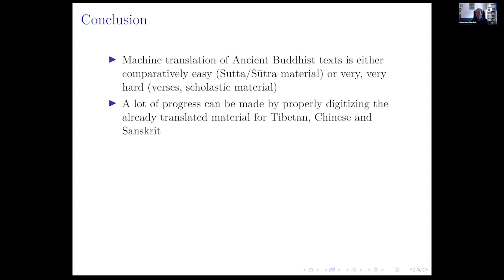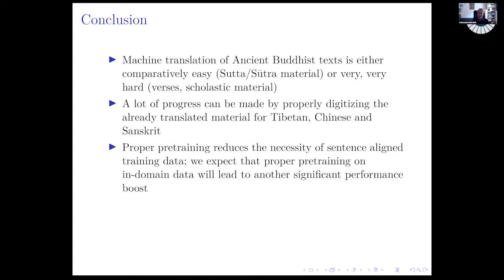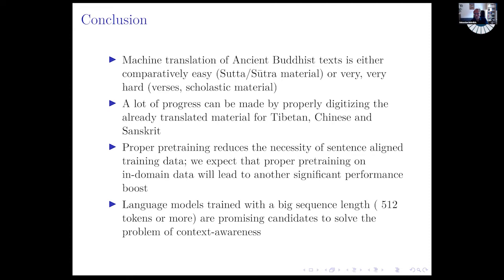A lot of progress can be made by properly digitizing the already translated material for Tibetan, Chinese, and Sanskrit. Proper pre-training reduces the necessity of sentence-aligned training data. So we expect that by proper pre-training on in-domain data, we will see a significant performance boost, which we want to do this summer. And finally, language models that are trained with a big sequence length, at least 512 tokens or more, are promising candidates to solve the problem of context awareness. So the window of context needs to be at least big enough that a verse and its corresponding commentary can more or less fit into one sequence.